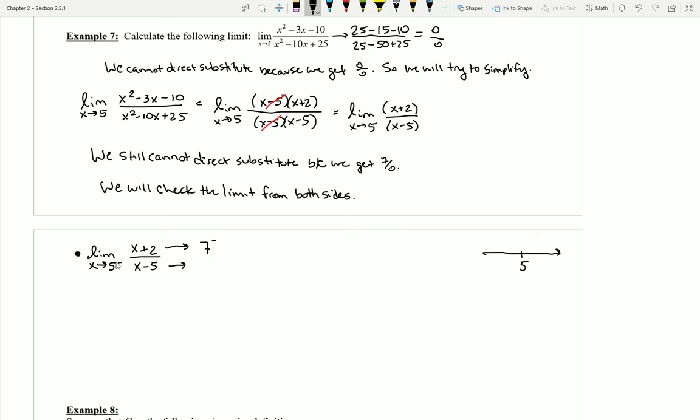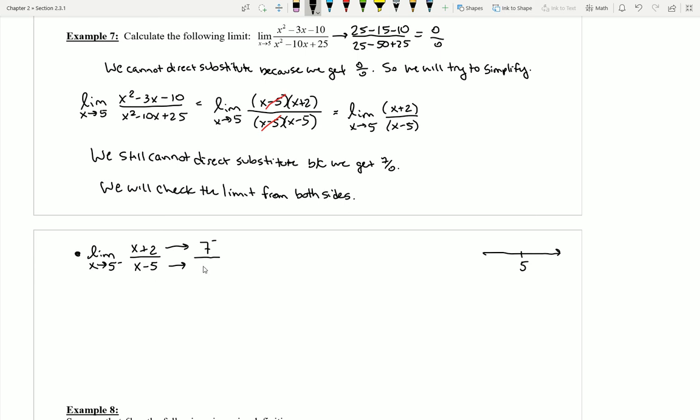Because if I plug in numbers a little bit below 5, then that's like, I don't know, 4.9-ish, right? Somewhere around there. 4.9 plus 2 is like 6.9. I get something a little below 7. Now, in the denominator, I have to think about this as well. Notice here, if I plug in a value that's a little bit smaller than 5 into here, what sort of number will I get back?